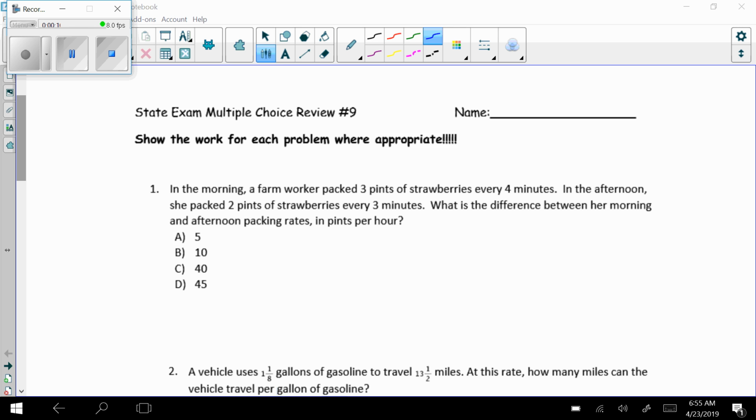This is the state exam multiple choice review number 9, and it's not the full answer key, but I'm going to give you enough hints to where you can figure out the answers from there. So we'll go ahead and get started. So once again, you're not going to get the answers from this. You're going to actually have to figure them out.